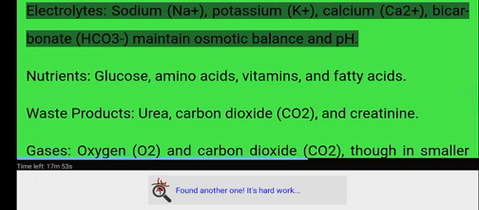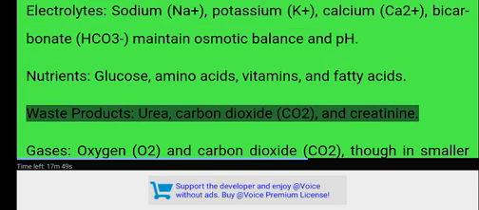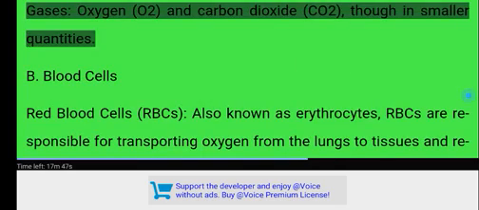Electrolytes: sodium (Na+), potassium (K+), calcium (Ca2+), bicarbonate (HCO3-) maintain osmotic balance and pH. Nutrients: glucose, amino acids, vitamins, and fatty acids. Waste products: urea, carbon dioxide (CO2), and creatinine. Gases: oxygen (O2) and carbon dioxide (CO2), though in smaller quantities.